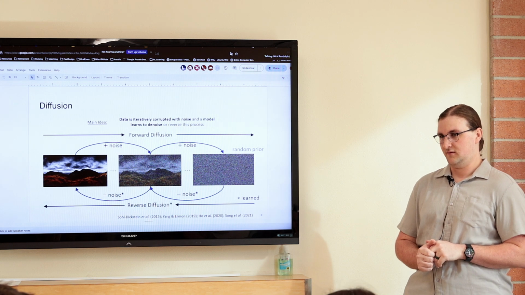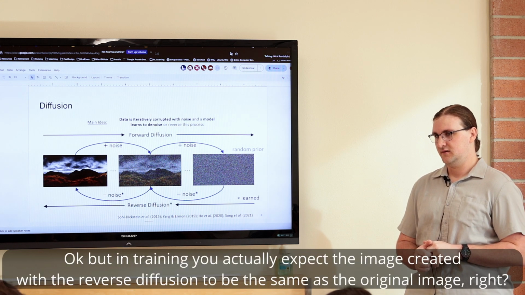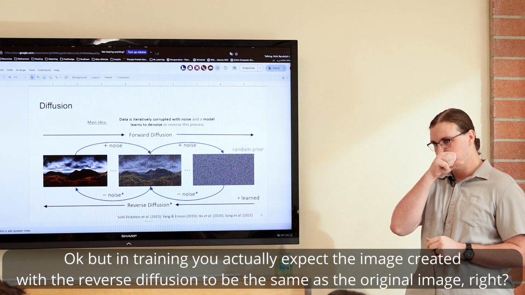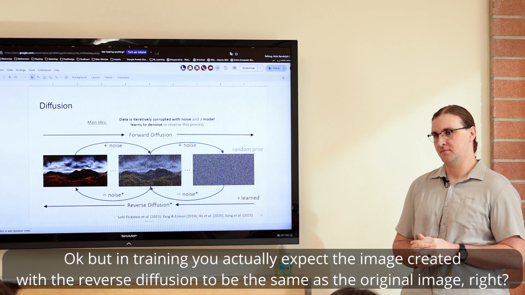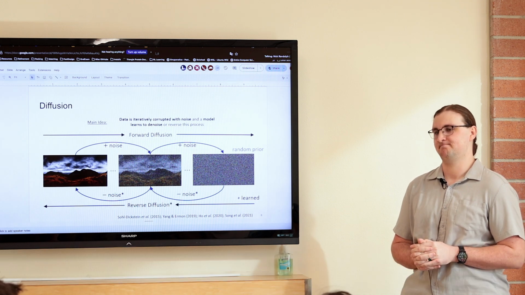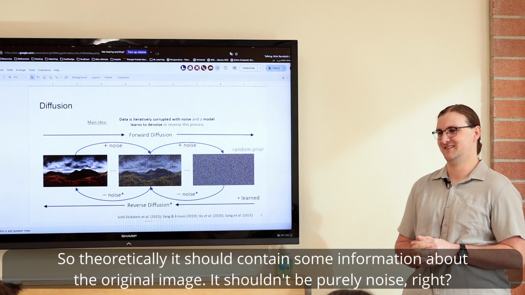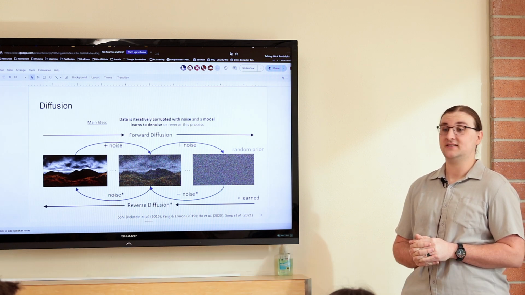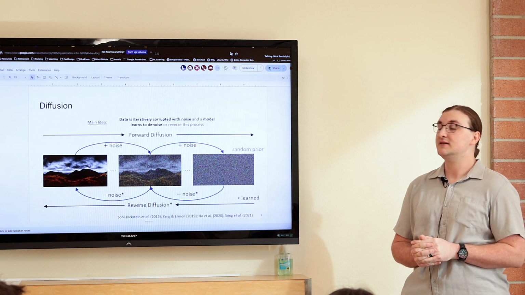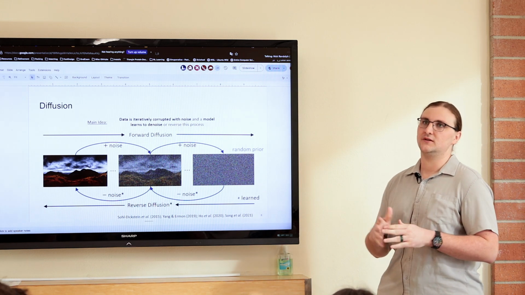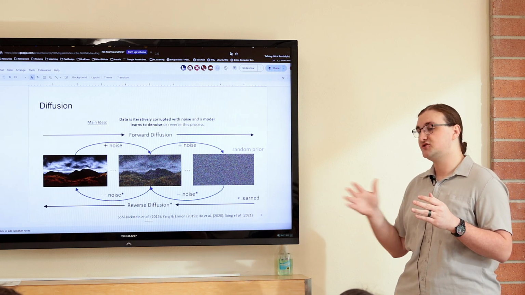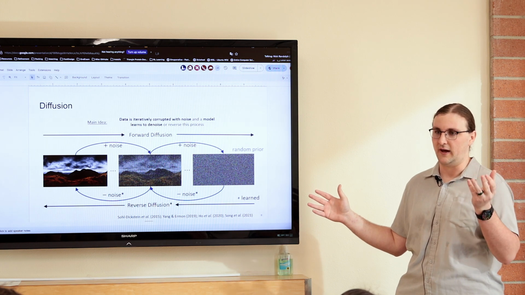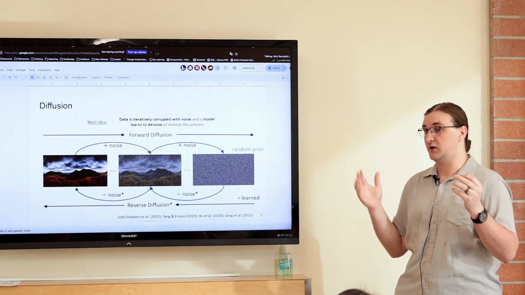Okay, but in training, you actually expect the image created with the reverse diffusion to be the same as the original image, right? Yeah. Theoretically, it should contain some information about the original image. It shouldn't be purely noise, right? It does, right. It has some information. But typically you define a number of time steps for this process, maybe 100. If you take 99 steps, you're so close to noise that pretty much all the signal you have of the original protein is gone. It's pretty much just noise at that point.